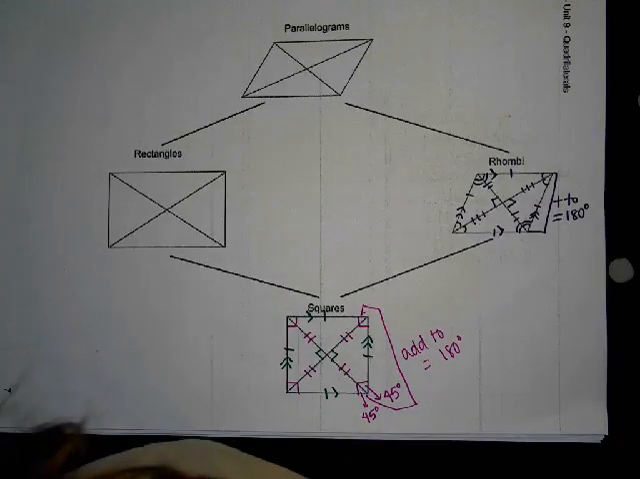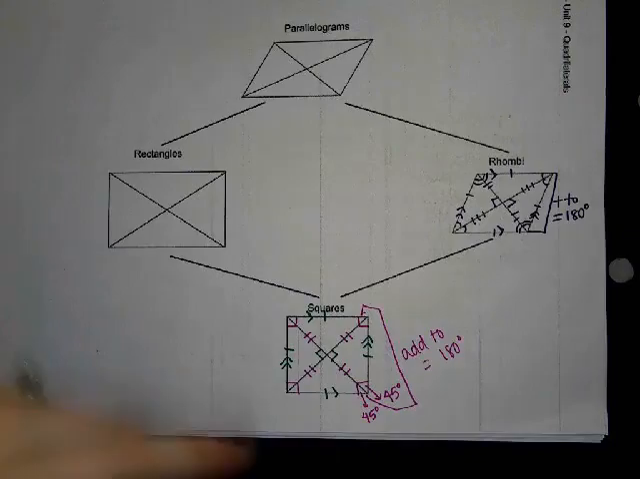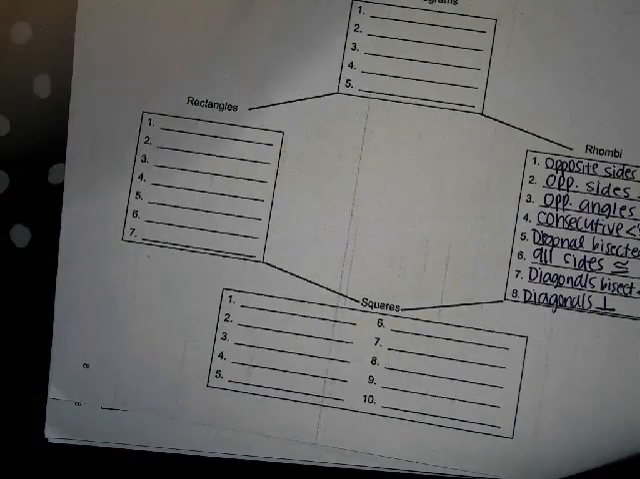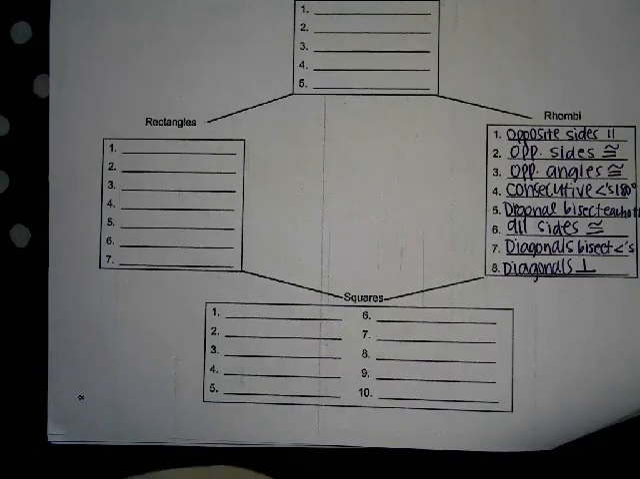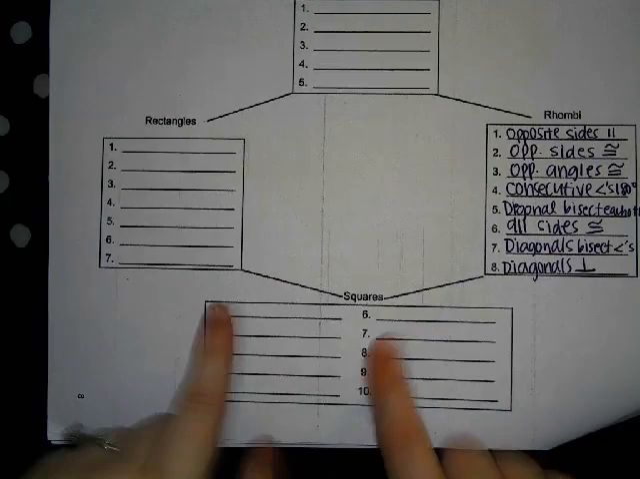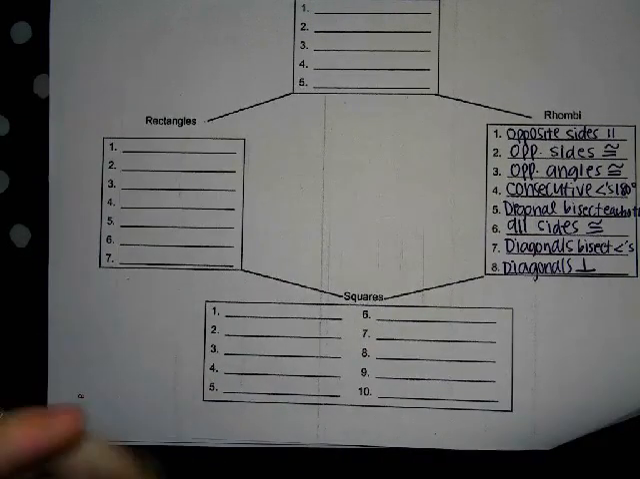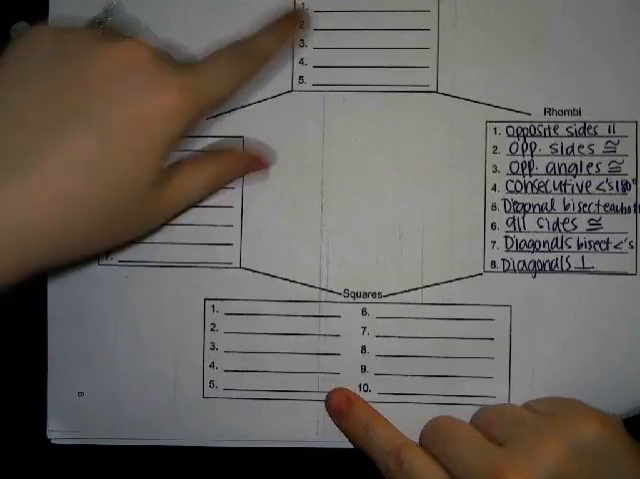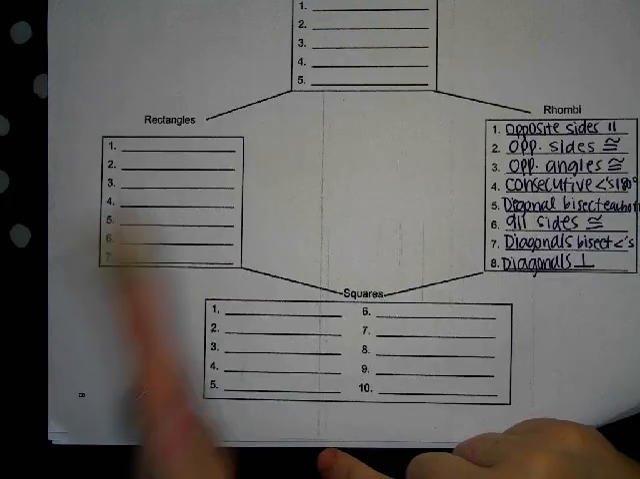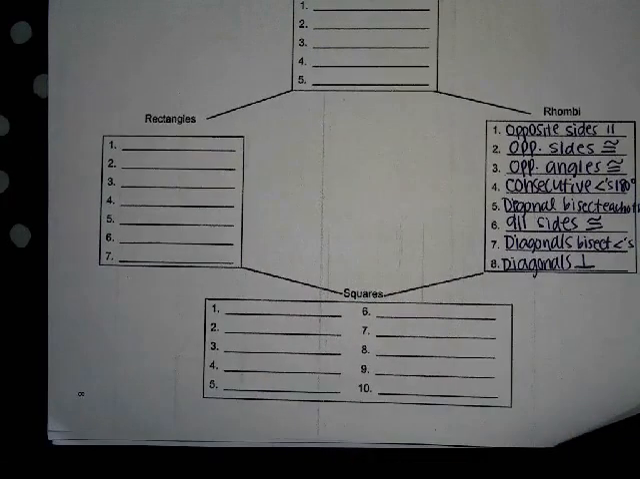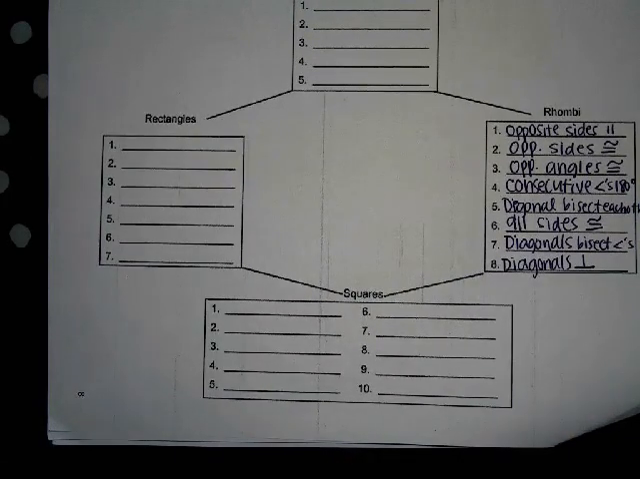Now, if you flip to the next page, make sure my page is straight. There we go. If you flip to the next page, you'll notice that this has the most amount of stuff. That is because we're building everything. So the first 5 you had up here in parallelograms are going to be your first 5 here. Then you're going to take a little bit from the rectangles and the rhombi. And here's what I mean by that.